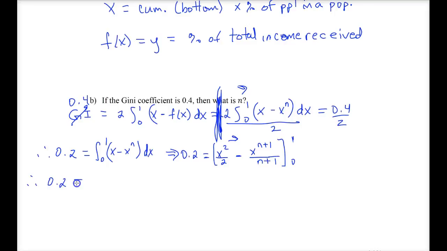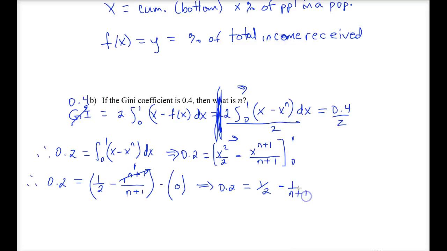So this would be 0.2, which is equal to, we'll plug in 1 first. So that would be just 1 squared, which is 1 divided by 2, minus 1 raised to the n plus 1 over n plus 1. And then minus, when we do 0, if we plug in 0 here, we get 0. 0 raised to just about anything would be 0. And of course, 1 raised to the n plus 1 would also just be 1. So all of this would simplify to 0.2 equals 1/2 minus 1 over n plus 1. And of course, we would just need to find out what n is from here.